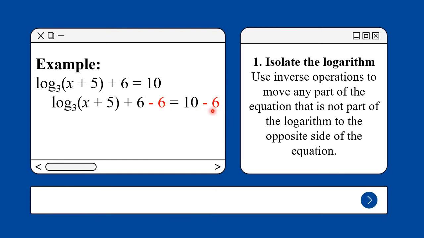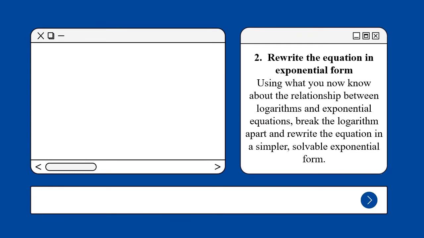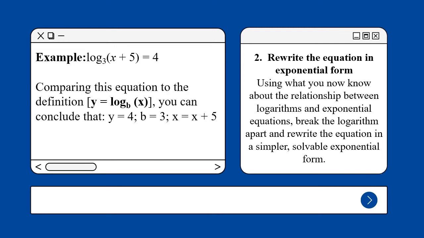We can now move on with the second step. Rewrite the equation in exponential form. So from logarithm of x plus 5 base 3 is equal to 4, comparing this equation to the definition y is equal to logarithm of x base b, you can conclude that your y is equal to 4, your b is equal to 3, and then your x is equal to x plus 5. And then we can rewrite the equation by b raised to y is equal to x, and that will be by substituting 3 raised to 4 is equal to x plus 5.